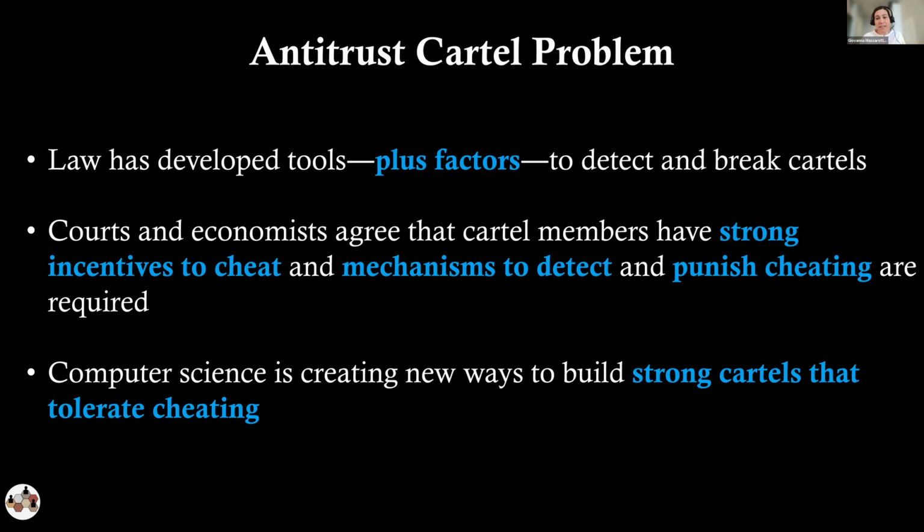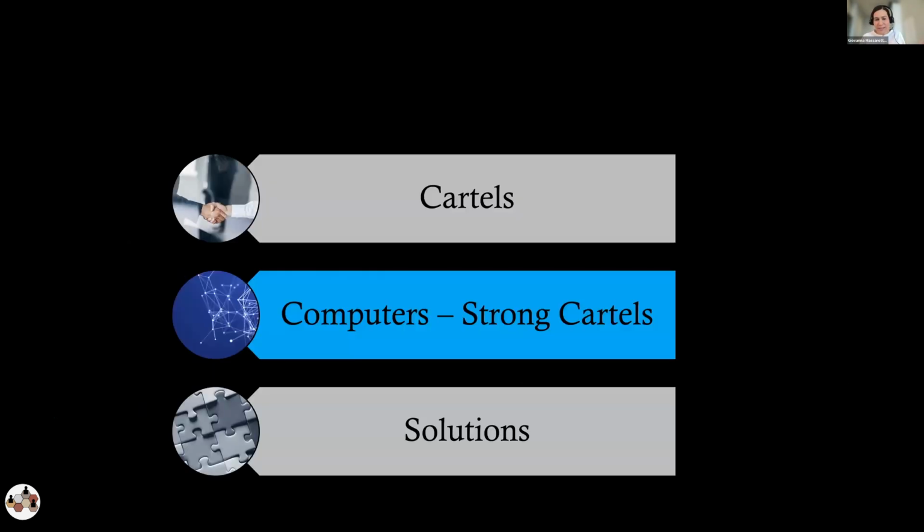Computer science is interesting. Why? Because it's creating new ways to build strong cartels that can tolerate a degree of cheating. And we will see how computers can build strong cartels.